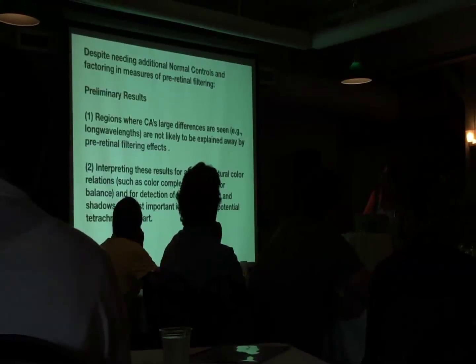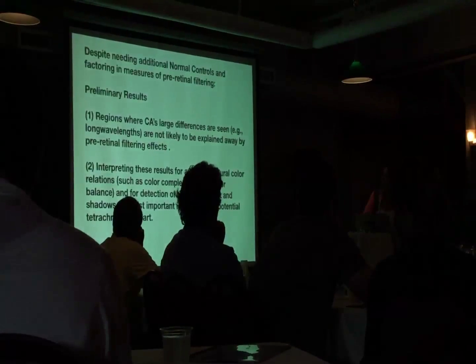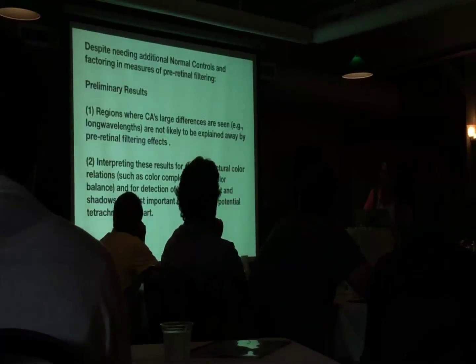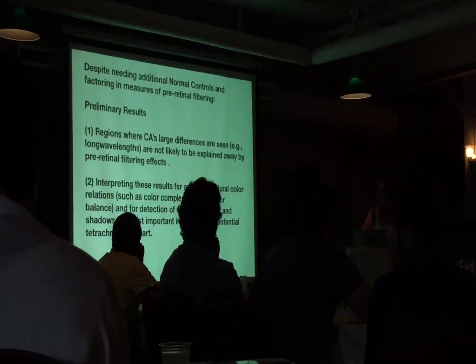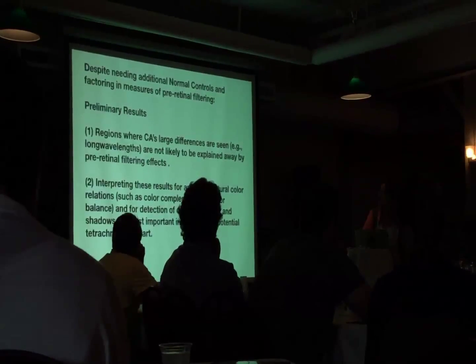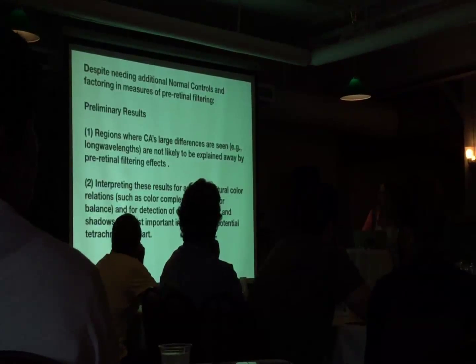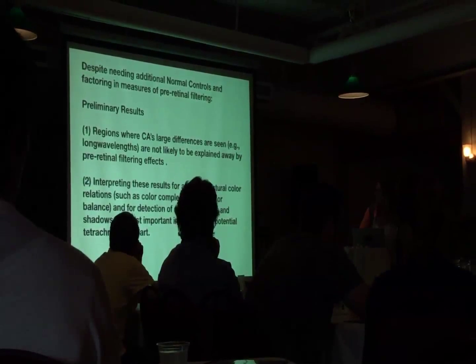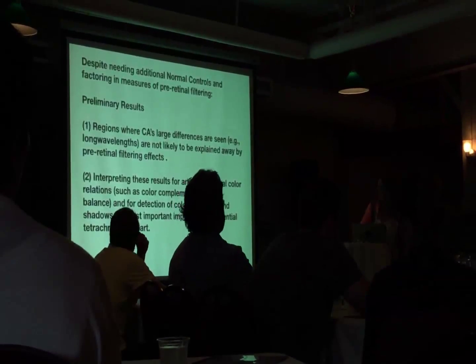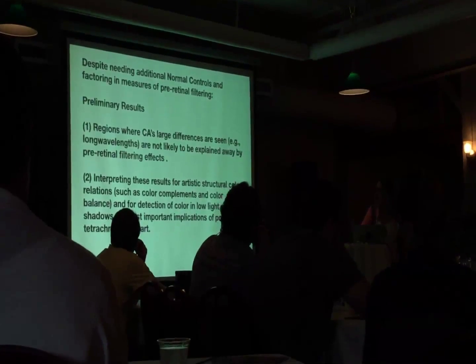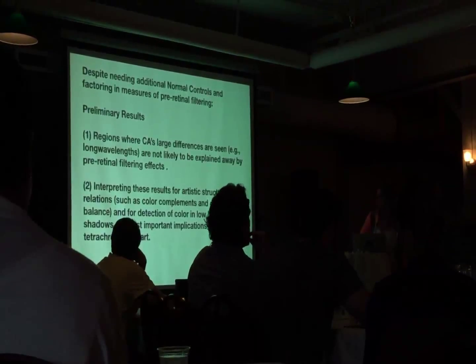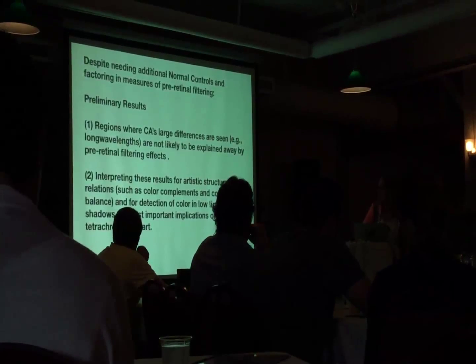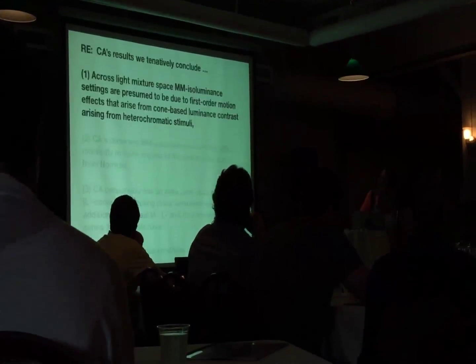Despite needing additional normal controls and measuring pre-retinal filtering, our results suggest that regions where CA's large differences are seen, for example along wavelengths, are not likely to be explained away by pre-retinal filtering effects. Interpreting these results for artistic structural color relations such as color complements and color balance, and for the detection of color in low light and shadows, suggests important implications for tetrachromacy in art.